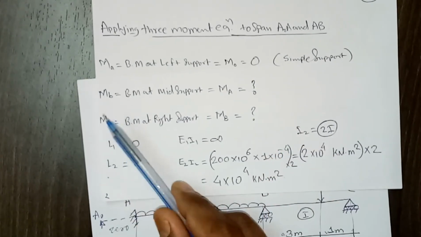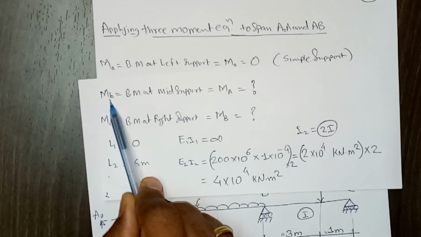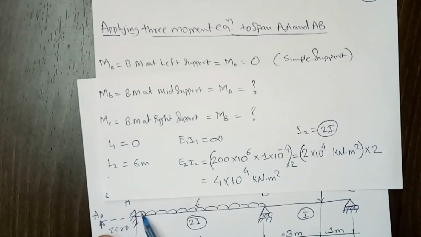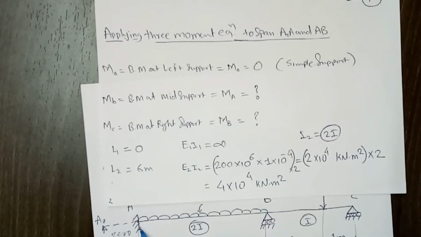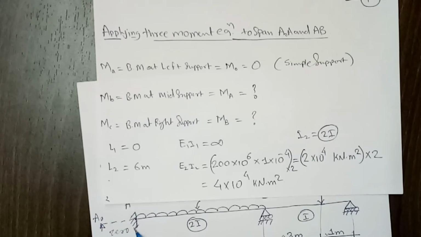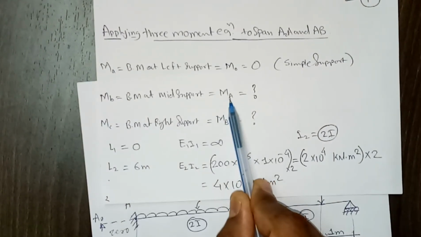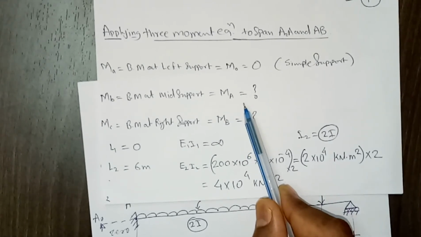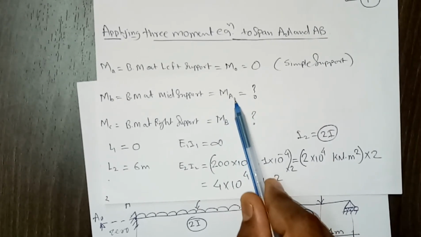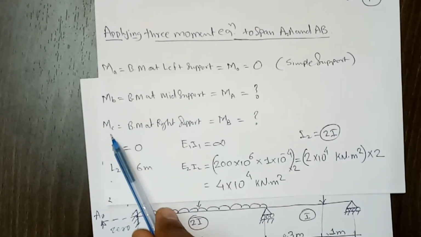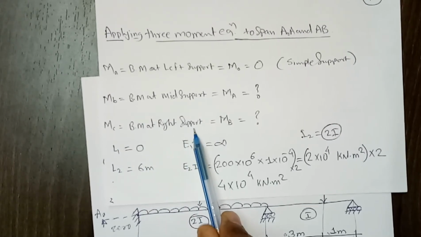Then MB, this is small b, which represents the bending moment at the middle support. But for this 2 span problem, this A is a mid support, so I'm writing M capital A. So this is small b and this is capital A. Definitely we need to calculate this bending moment at the A support, so this is unknown. Similarly MC, this is small c, the bending moment at the right support.